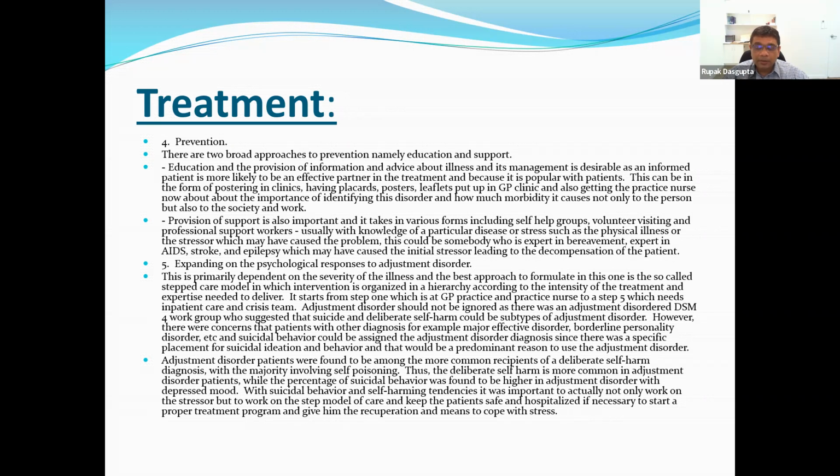They would usually not be cutting episodes, and other episodes like gassing will not be seen. Thus, deliberate self-harm is more common in adjustment disorder patients. When patients have adjustment disorder with depressed mood, when they are feeling low consistently, other kinds of self-harm can come in, but most commonly poisoning is seen. With suicidal behavior and self-harming tendencies, it was important to work on the stressor and on the step model of care, identifying where the patient's risk is, whether the patient is safe with the GP, whether the patient is safe with you, whether you should see the patient more frequently, or whether you should send the patient for tertiary care, for a follow-up and checkup.